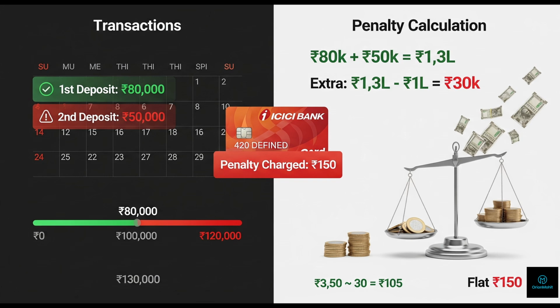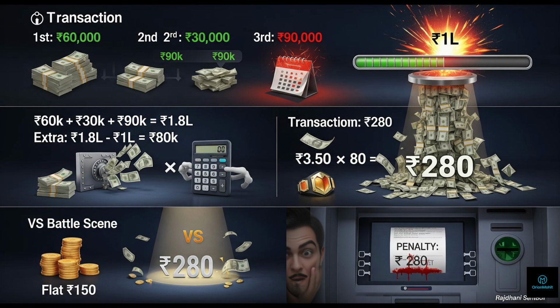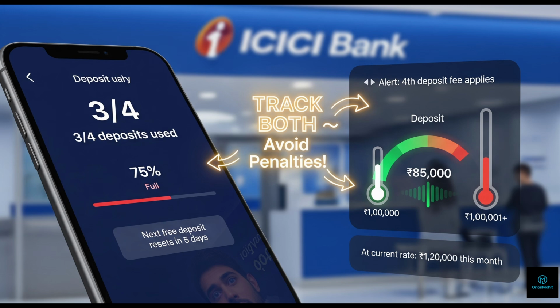And in our third example, if the customer's first transaction is 60,000, the second is 30,000, and the third is 90,000, then for the additional 80,000, multiplied by 3.5, the total is around 280 rupees. In comparison to 150, since 280 is higher, the customer will have to pay 280 as a charge. So to avoid any charges or penalties, always track both the number of deposits and your total monthly cash deposits.